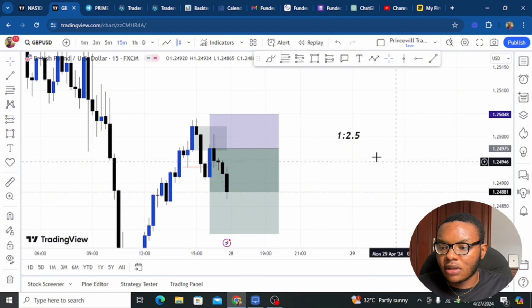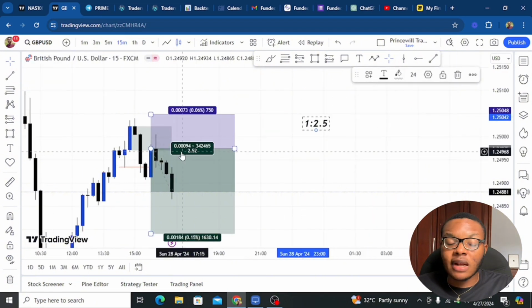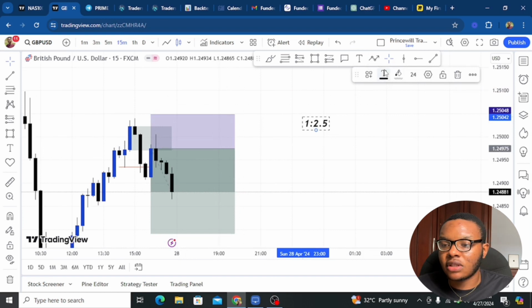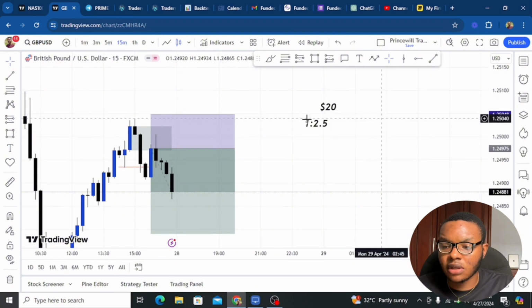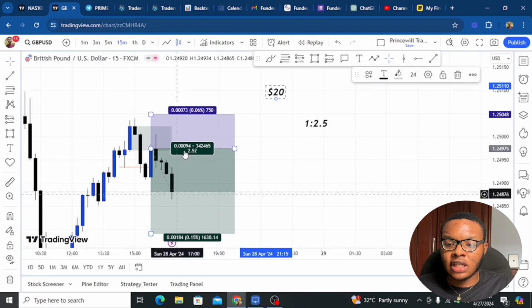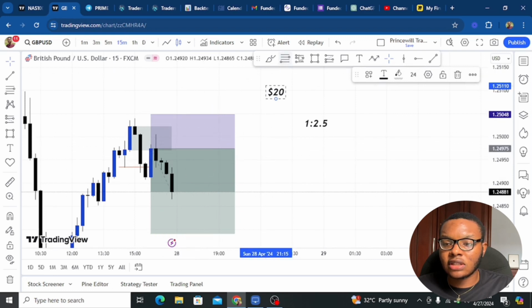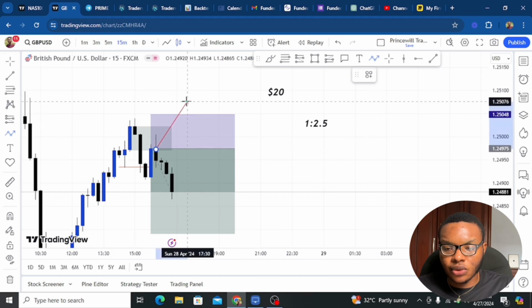Let's make this bigger. 1 to 2.52, and let's say you have $20 of risk to put on. Now you want to risk $20. Pay close attention, okay? What this basically tells us is if you risk $20 and this trade goes against you, you lose $20.